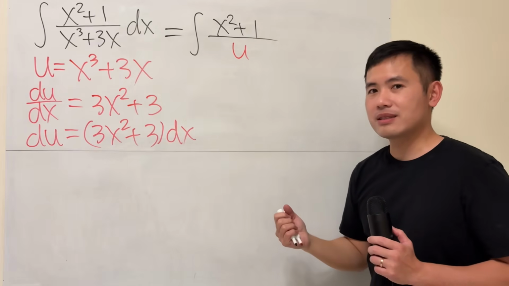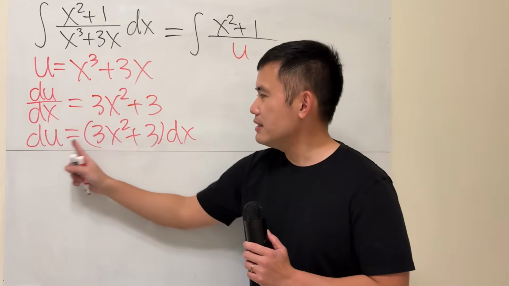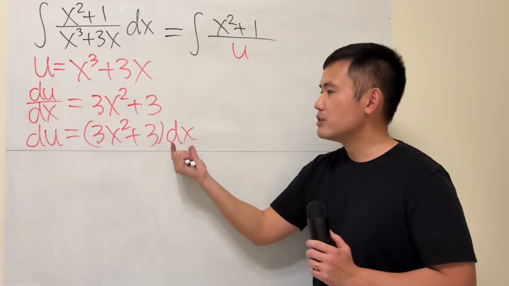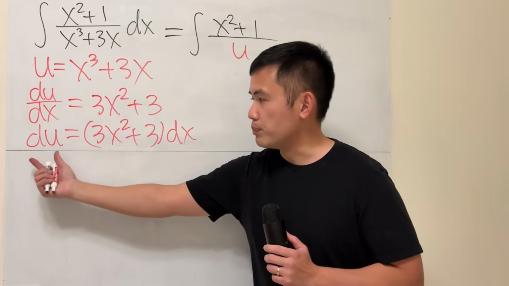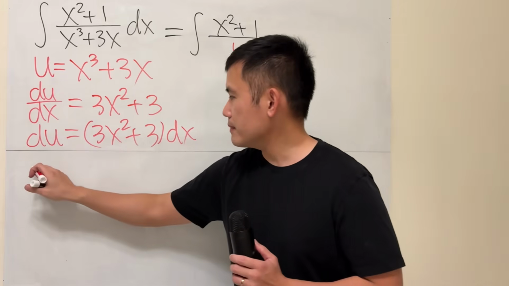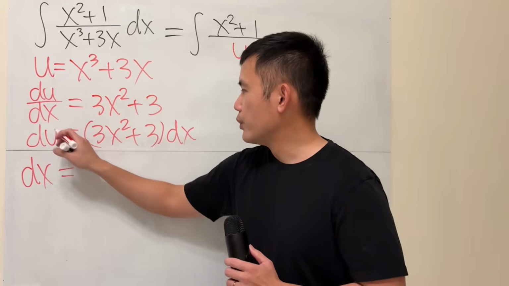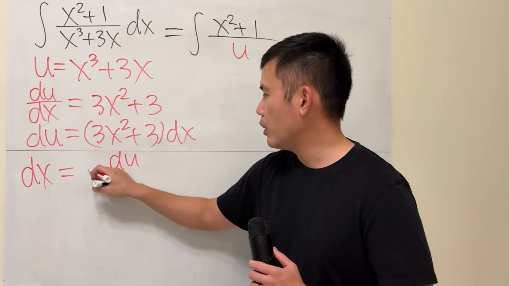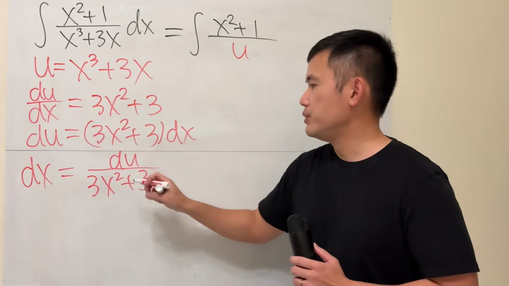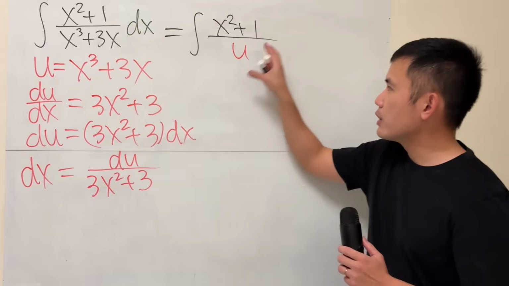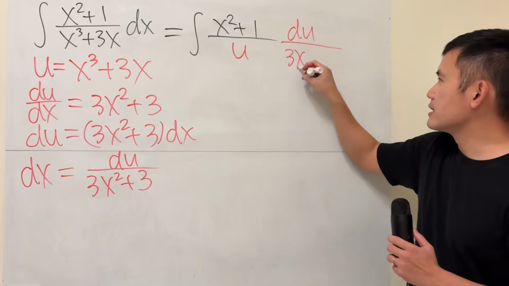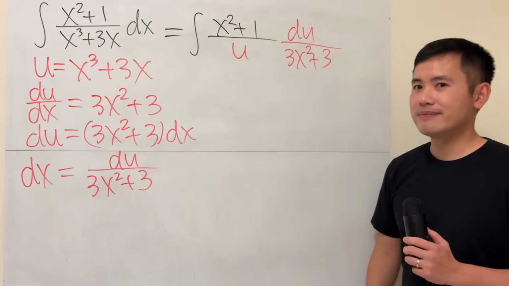Okay, what's dx though? We have this equation, du is equal to that. We have the dx here. So we are going to divide this to both sides so we can get the dx by itself. Now, putting down the dx first, we will have du on the top over this right here, 3x squared plus 3. And we can put that right here, du over 3x squared plus 3.